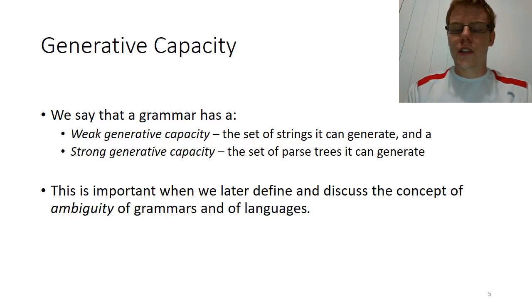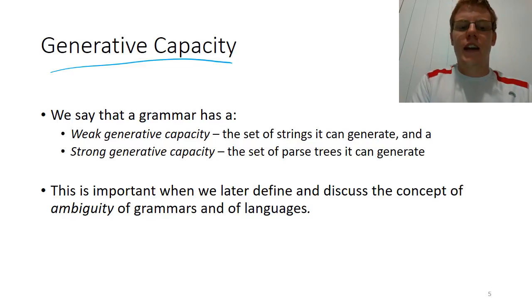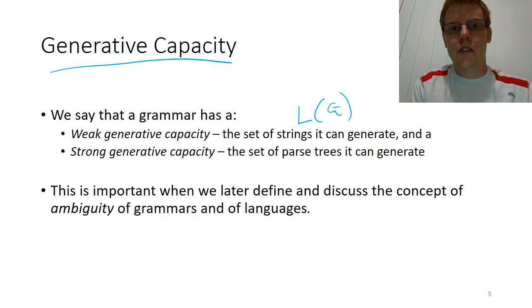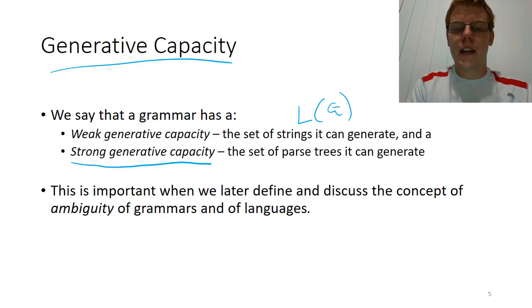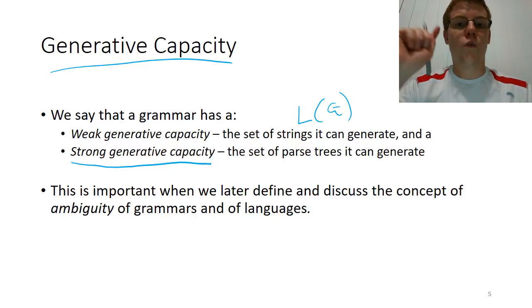So one other important concept is the capacity for a grammar to generate things, and we call those the generative capacities. So we say that a grammar has a weak generative capacity, and that is the set of strings that it can generate. Or, put better, it's the language generated by the grammar. That is its weak generative capacity. We also say that it has a strong generative capacity, and that is the set of parse trees that it can generate.